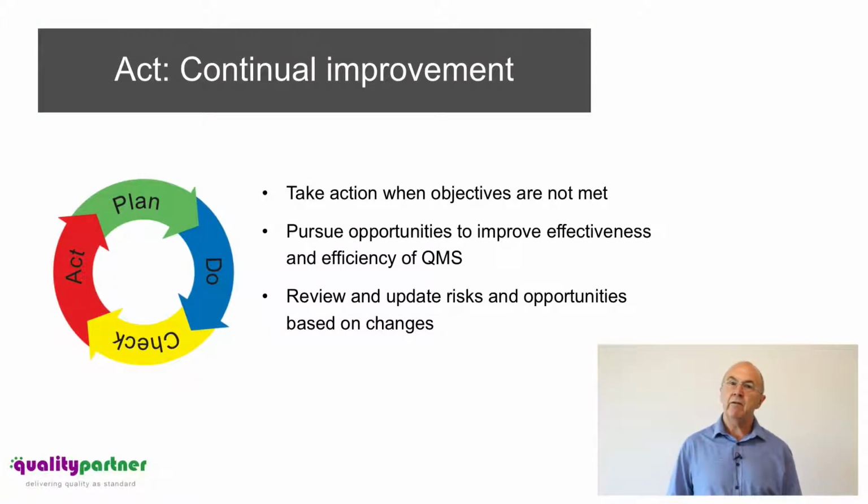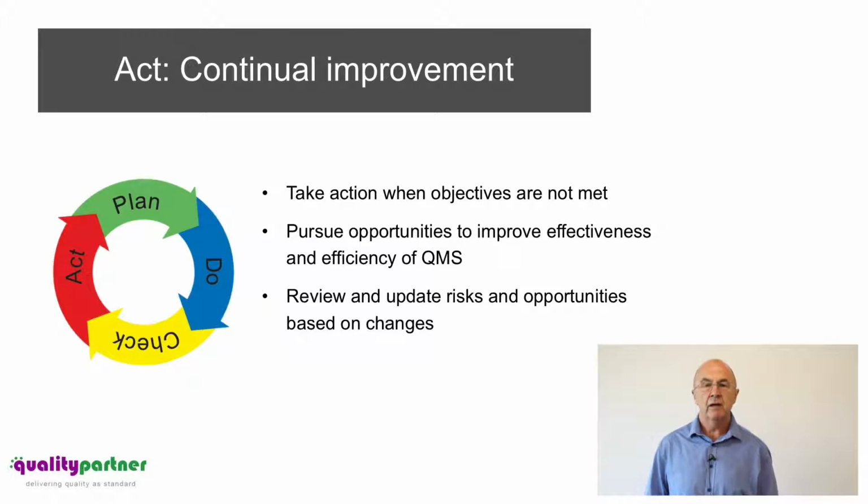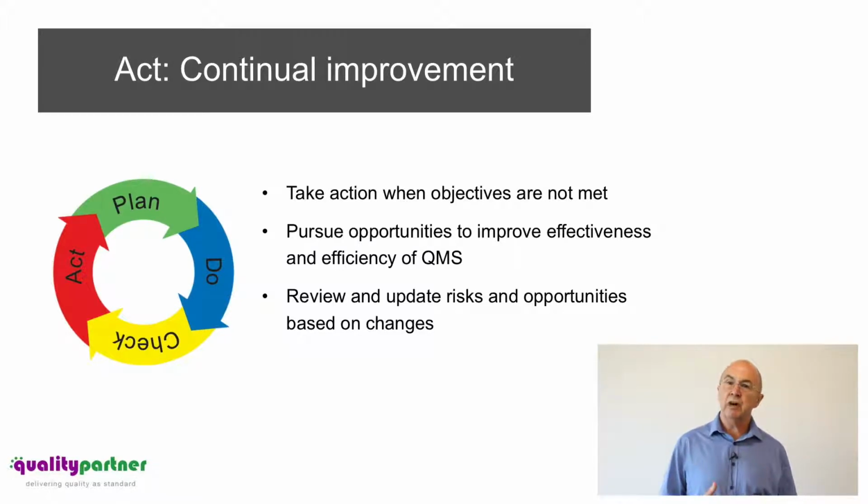And finally then, let's have a look at the act phase. This act phase is really there to drive continual improvement within the organisation. Now, as management, you will set objectives for effectiveness and efficiency, but in real life, we won't always be meeting those objectives. So what we need to demonstrate is that we take effective action when the objectives are not met. So this means providing documented evidence that we are taking effective corrective action to make sure that we will meet the objectives that are defined.